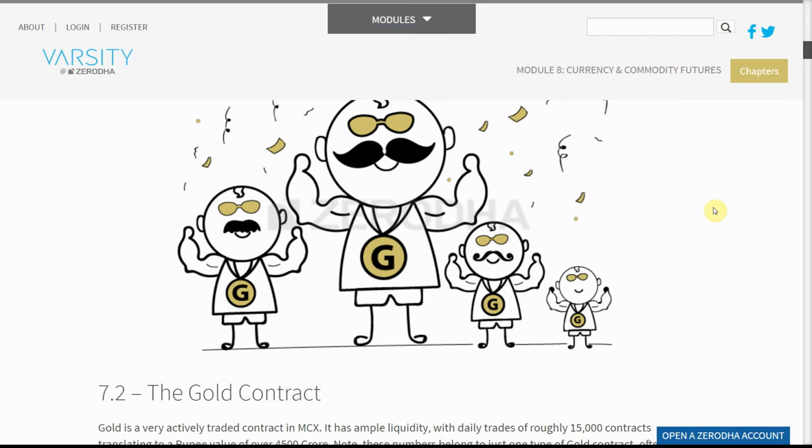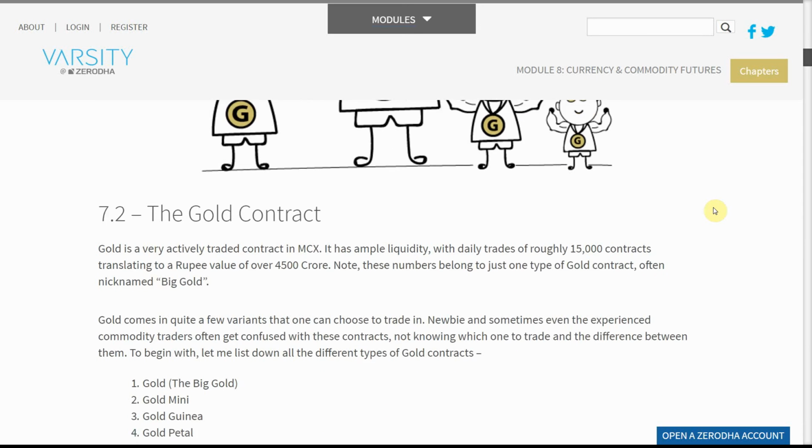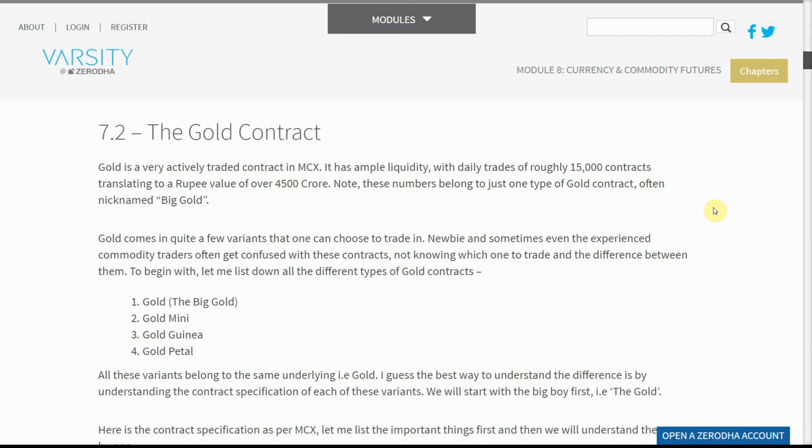7.2 The gold contract. Gold is a very actively traded contract in MCX. It has ample liquidity, with daily trades of roughly 15,000 contracts translating to a rupee value of over 4,500 crore. Note, these numbers belong to just one type of gold contract, often nicknamed big gold.